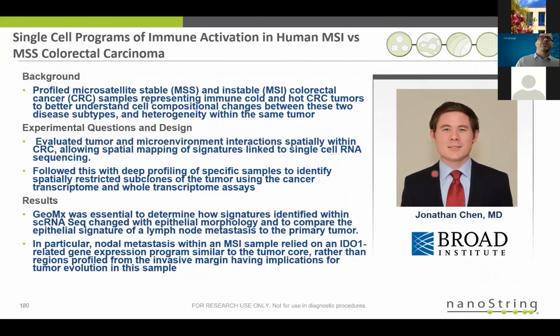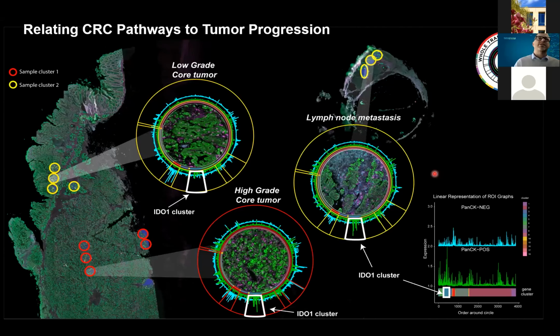We also had some interesting stuff come out of the Broad Institute. This was with colorectal carcinoma. This was a group that had a whole lot of early single-cell RNA-seq data. They were an early adopter of our whole transcriptome, which has now been released. But what I liked about this is they had a CRC tumor sample and drew some ROIs in low-grade tumor, some ROIs in high-grade tumor, and then lymph node metastasis, some ROIs there as well.